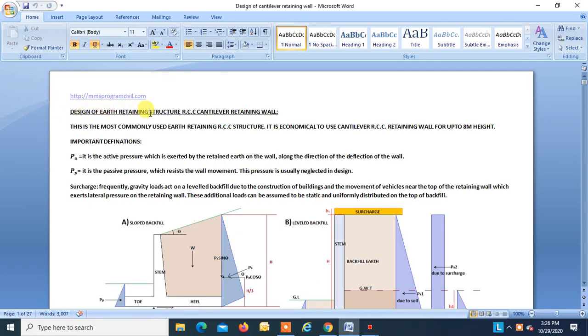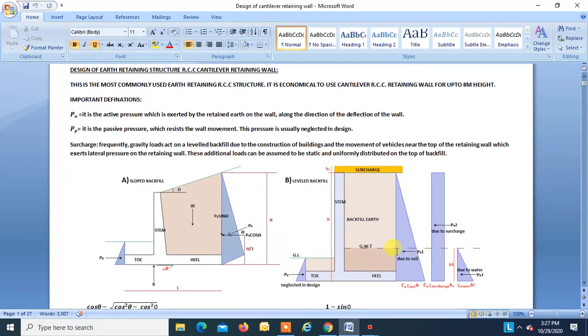Design of earth retaining structures, RCC cantilever retaining wall. This is the most commonly used earth retaining RCC structure. It is economical to use a cantilever RCC retaining wall for up to 8 meters, where PA is the active pressure which is exerted by the retained earth on the wall, okay.